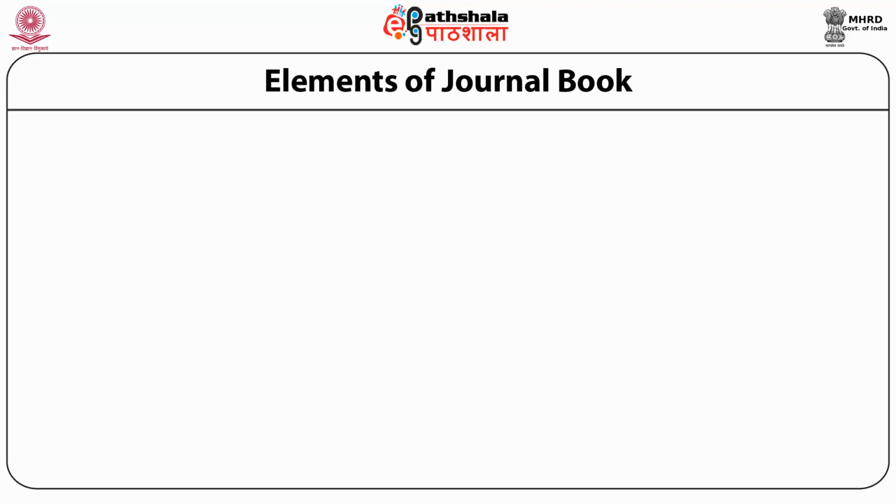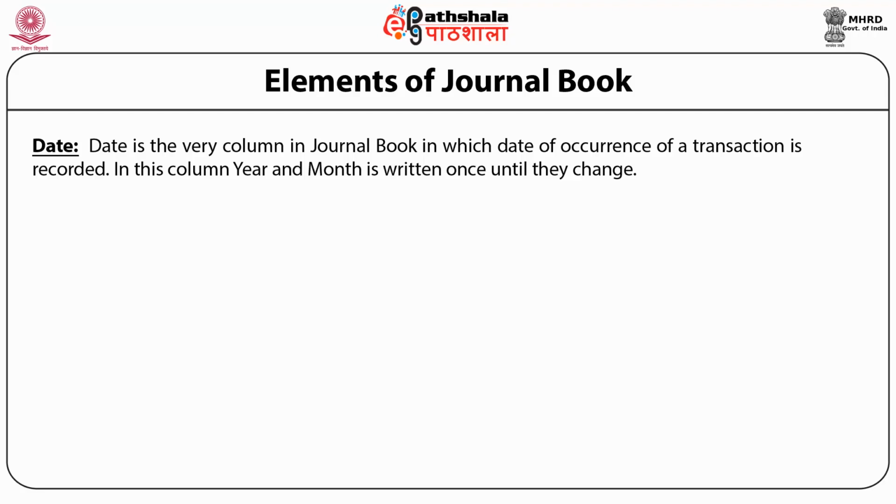Now let us discuss the elements of a journal book. As we have already discussed, the transactions which we are recording are in the journal book. So the journal book is the original book of account where we record the transactions of the business the very first time. If we look at the format of the journal book, we find that there are a few columns. The extreme left column starts with the date. Date is the column of the journal book in which we record the transaction at the date of occurrence of a transaction. In this column, we record the year and the month of the transaction as well.